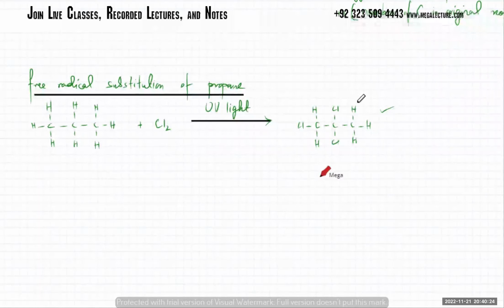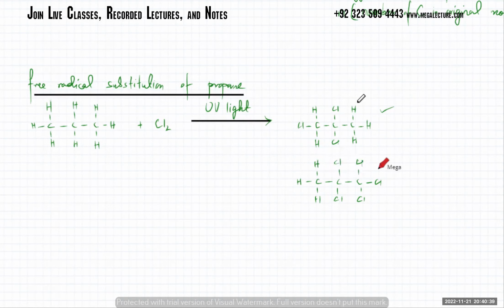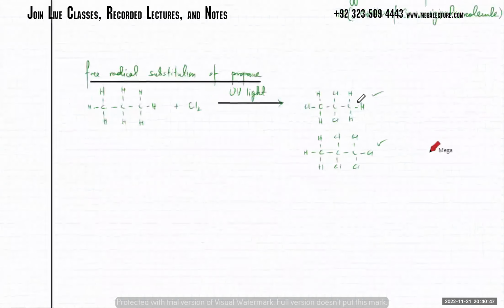I've got this molecule, and everywhere there is Cl except on the left side, where there are just hydrogens. So that will also form. Is it clear? Will these form? Is that clear? Yes, sir. Yes, sir.